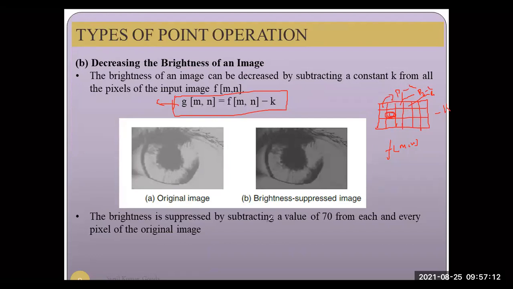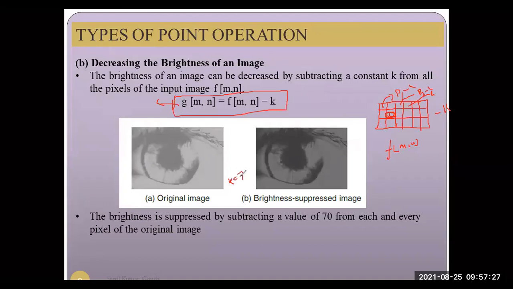Now you can see in this example, this is my original image. It is very bright. Now when we subtract a value k, here we have taken k equal to 70.